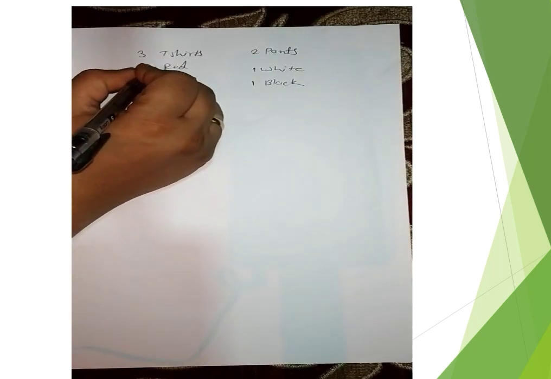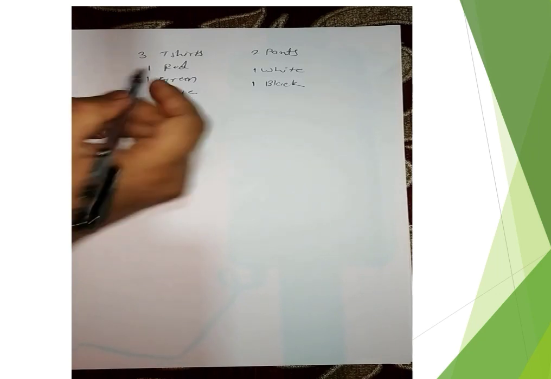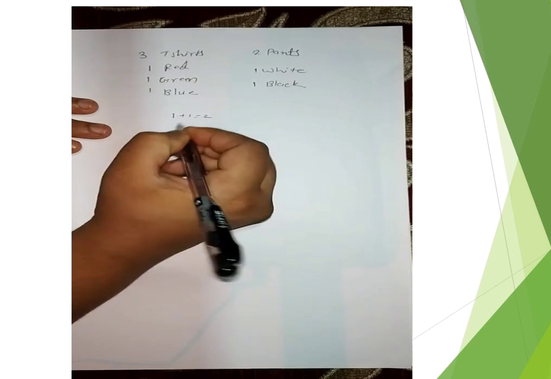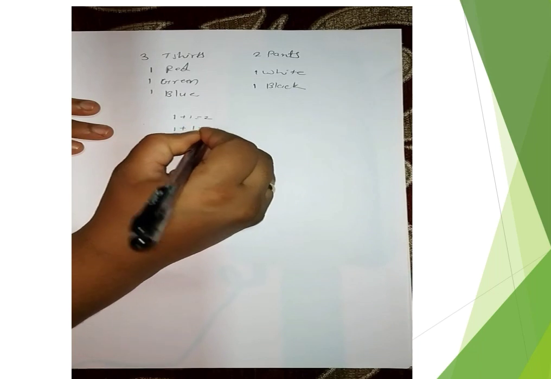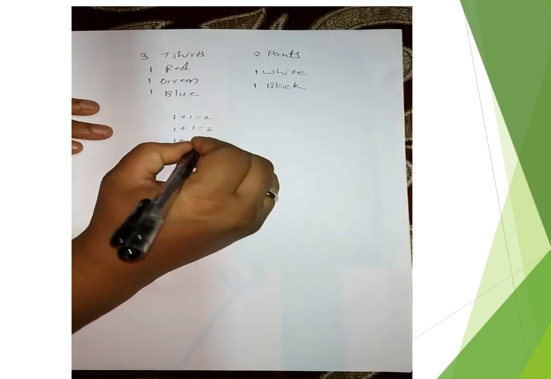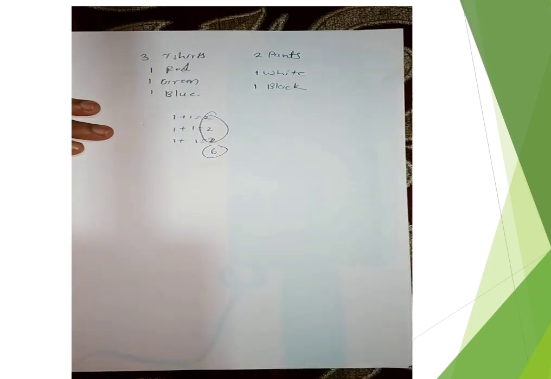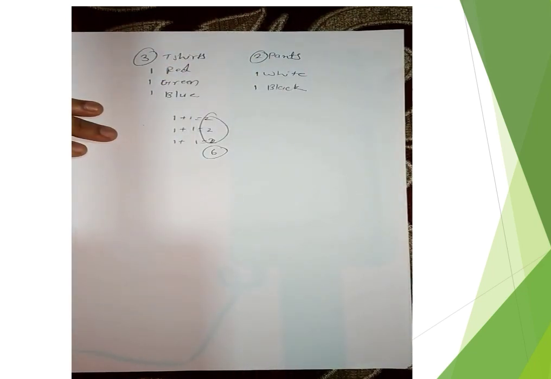So what is pairing? Pairing means one part from object 1 and one part from object 2. So here red with white 1, red with black 1, 2, green with white 1, green with black 1, 2, blue with white 1, blue with black 1. Here if you add these numbers you will get 6. Here how many objects do we have? 3 and 2.